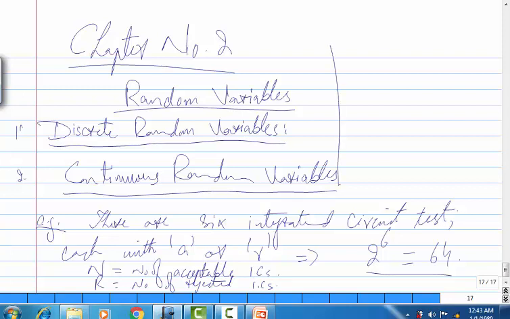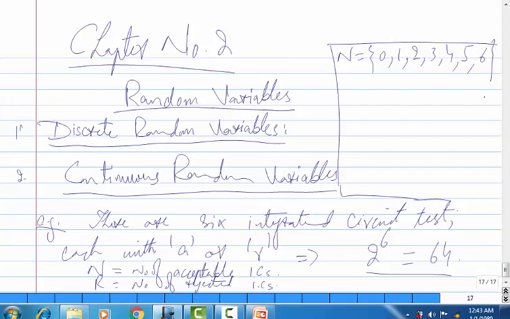So this means that because there are 6 circuits, N can have 0 acceptable, 1 circuit acceptable out of 6, 2, 3, 4, 5 and 6. So it's very easy to write the outcome. That's the reason we normally represent our outcomes in terms of random variables. Similarly, I can write the random variable R: no rejected, 1 rejected, 2, 3, 4, 5 and 6. So this will motivate us why we need random variable representations. Okay.